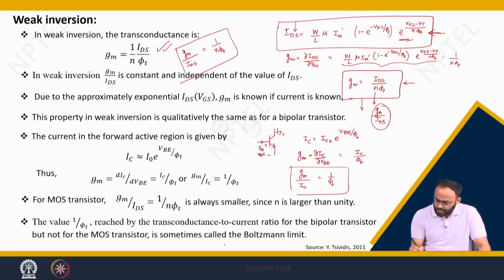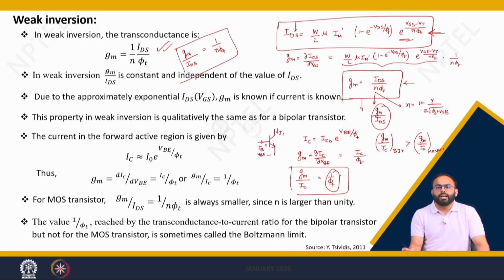So you can see the transconductance or Gm by IC of a BJT is always greater than Gm by Id of a MOSFET because of this factor n here, which is a body factor or a slope factor given by 1 plus gamma divided by 2 times the square root of phi naught plus VSB. So this is the MOSFET. The limit of Gm by IC of 1 by phi t is defined as the Boltzmann limit. Accordingly, we can find out the ratio of Gm by Id or Gm by IC in the weak inversion region of operation.